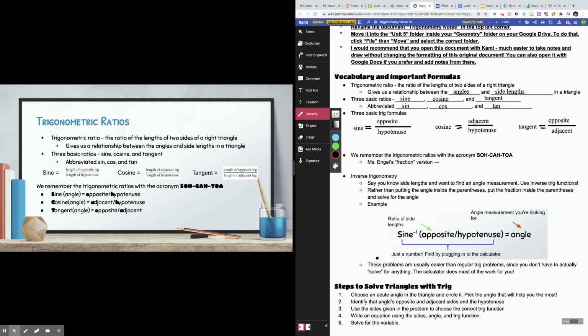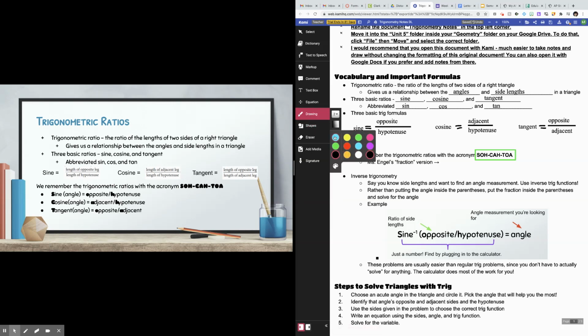These can be a little bit tricky for people to remember. The way we usually remember them is with this acronym, SOHCAHTOA. It helps us remember which side lengths go with which trig function.